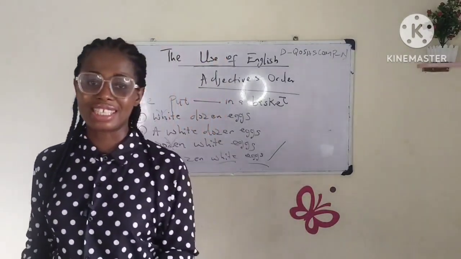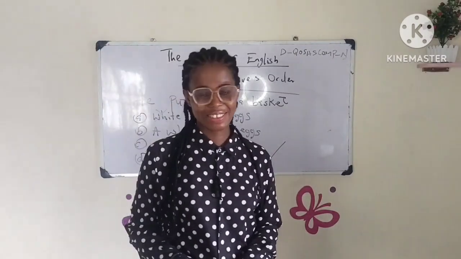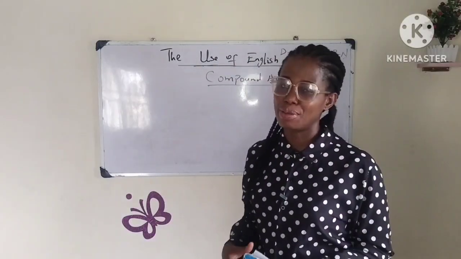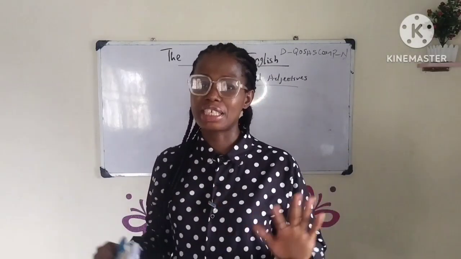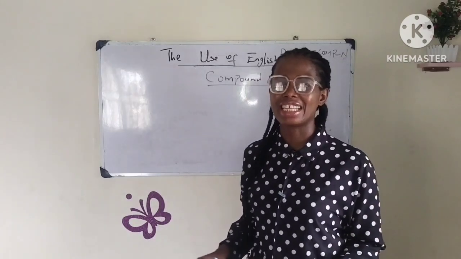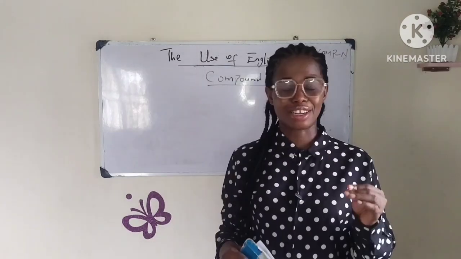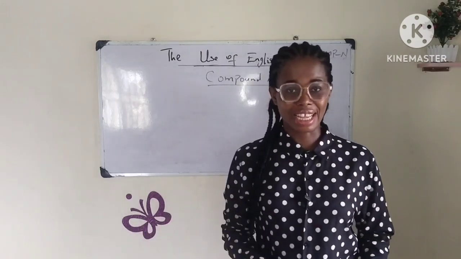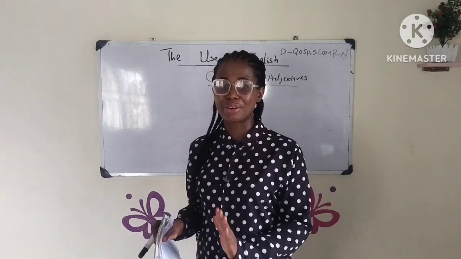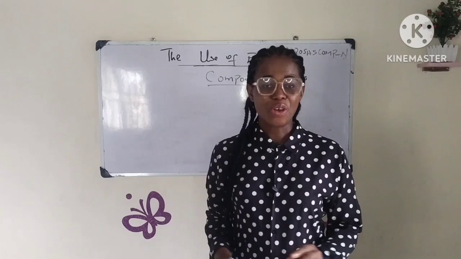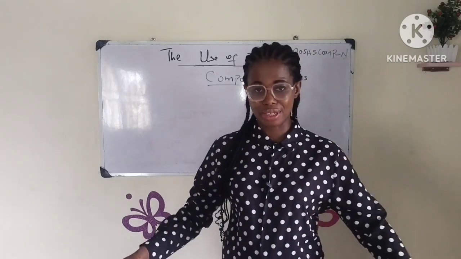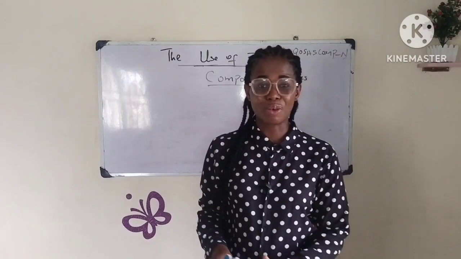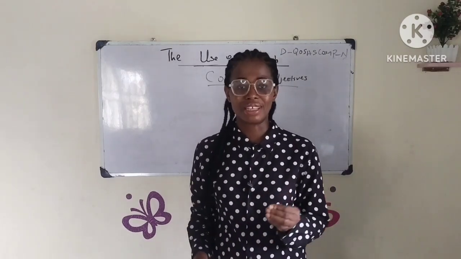Another topic I want us to consider today is compound adjectives. I want to believe you've understood adjectives order. Now let's look at compound adjectives. Compound adjectives are formed when you have two or more words joined together to act as a single adjective to qualify a noun. You call it a compound adjective.